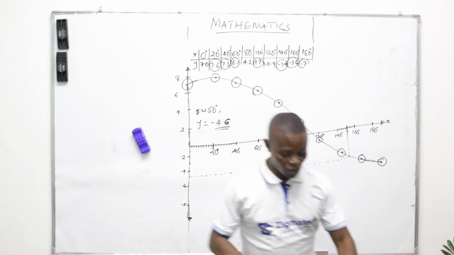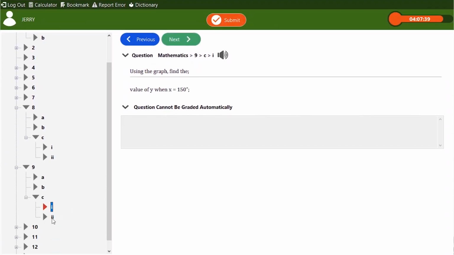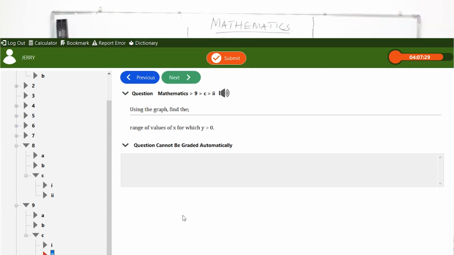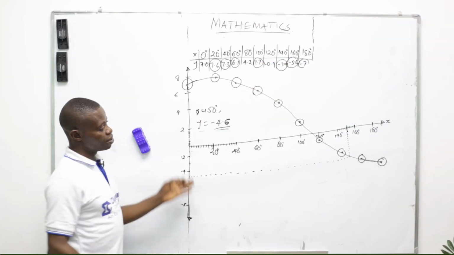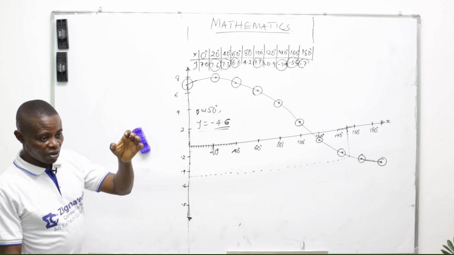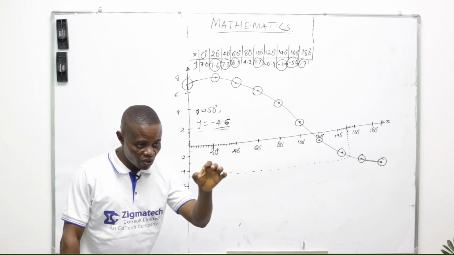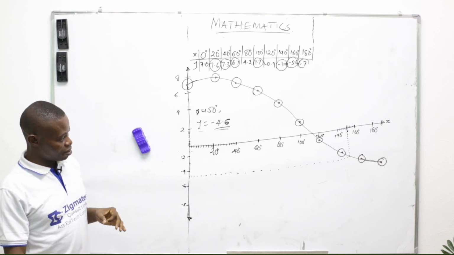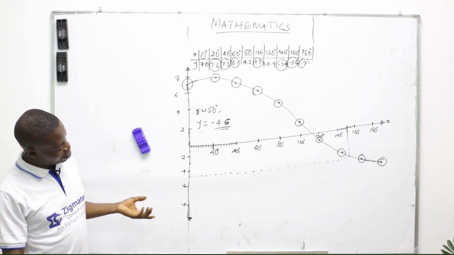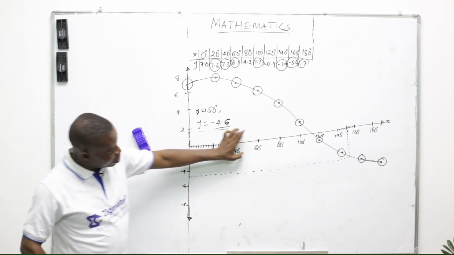The next question here: the range of values of x for which y is greater than what? 0. Good question. The range of values of x for which y is greater than 0. Good question. Look at horizontal axis.